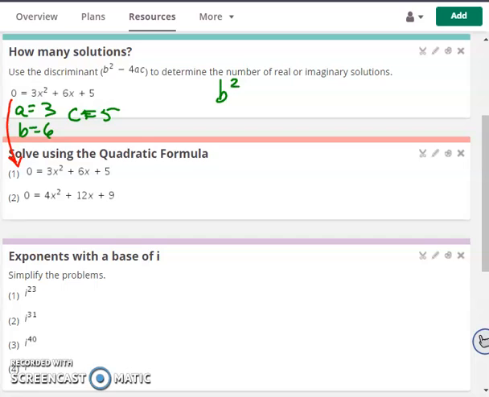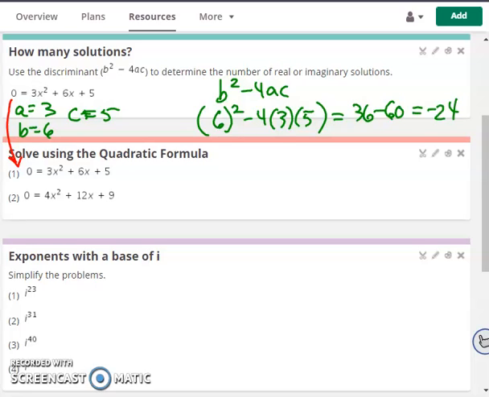So b squared minus 4ac, that's my discriminant, so it's going to be 6 squared minus 4 times 3 times 5. That's going to be 36 minus 60, so that's negative 24. So we end up with two imaginary solutions for this one, since the discriminant is negative. Using the quadratic formula, which is the opposite of b plus or minus the square root of b squared minus 4ac all over 2a.